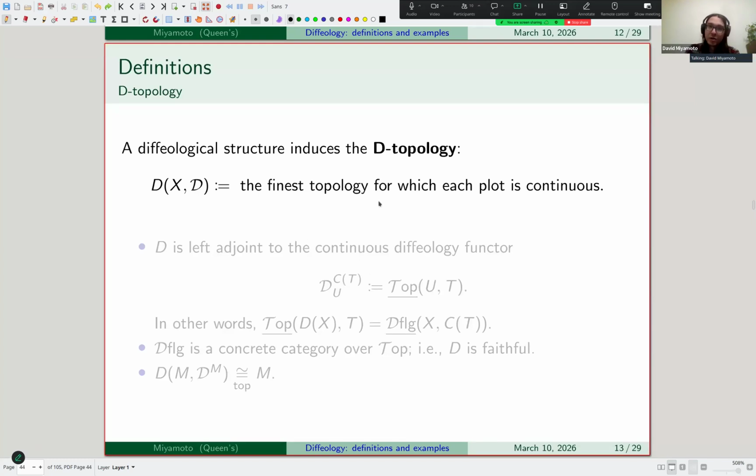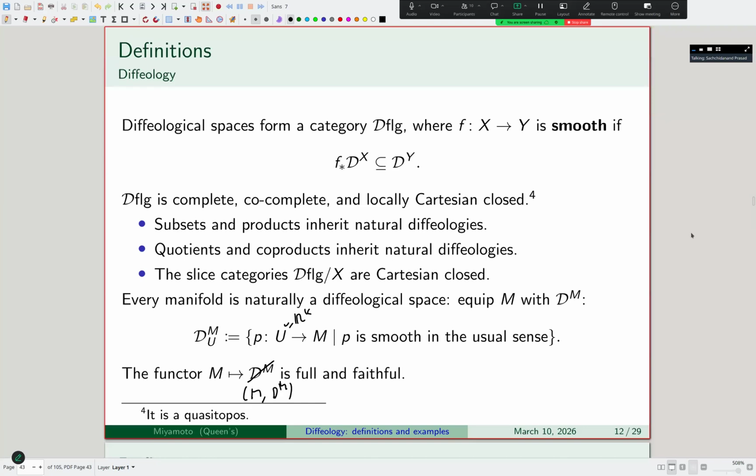So I can take the finest topology, which makes all the plots continuous. Finest would also mean here, like largest. The most open subsets. The more open subsets I add, the harder it is for a map into the space to be continuous. So I want the most I can possibly add while each plot remains continuous. This is called the D-topology.